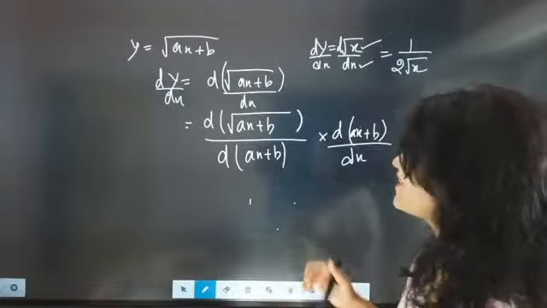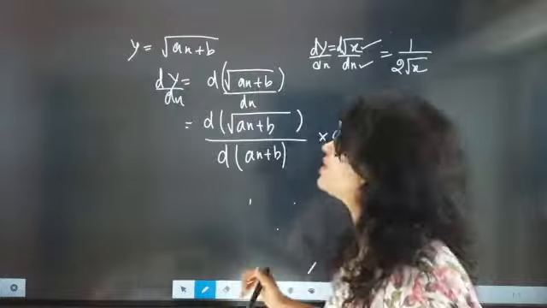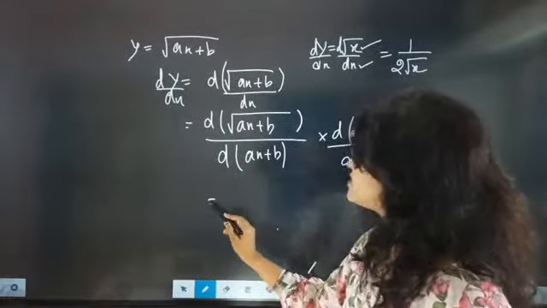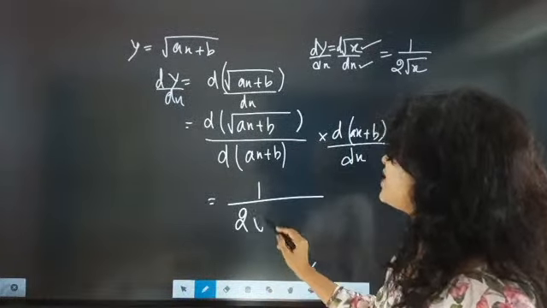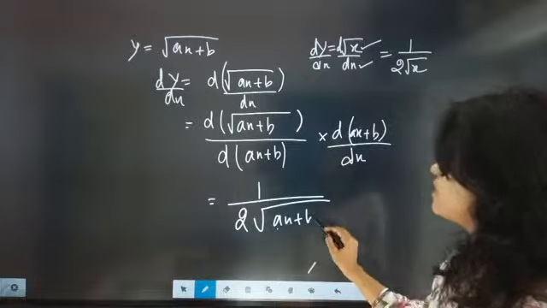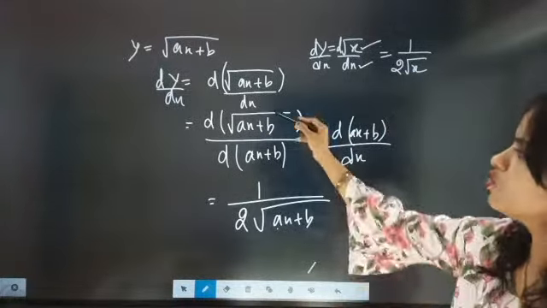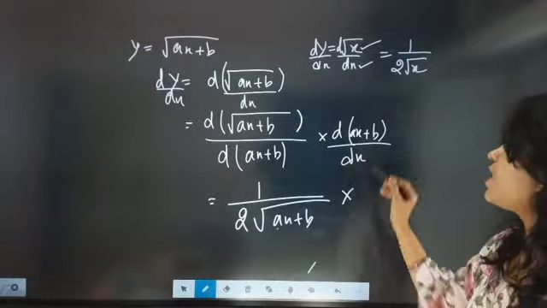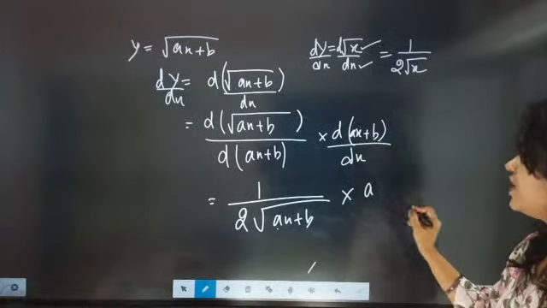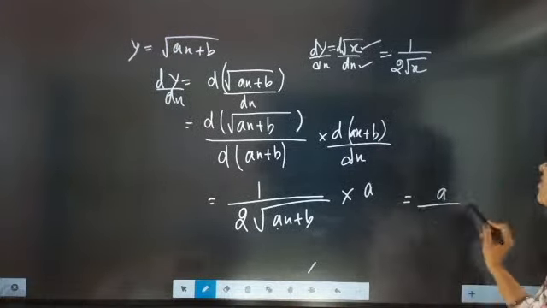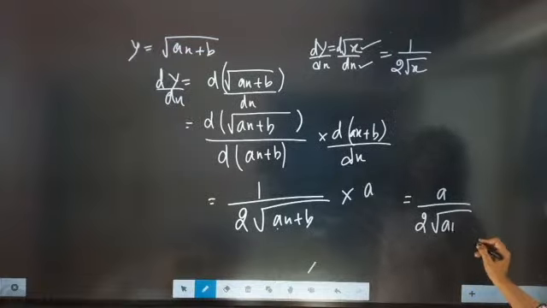So direct answer, it is exactly going to come as 1 by 2 root under ax plus b, because what you are differentiating with respect to what, so only the root part will be shifting, and now differentiation of ax will give you a, that's it. So the answer will come as a by 2 root under ax plus b.